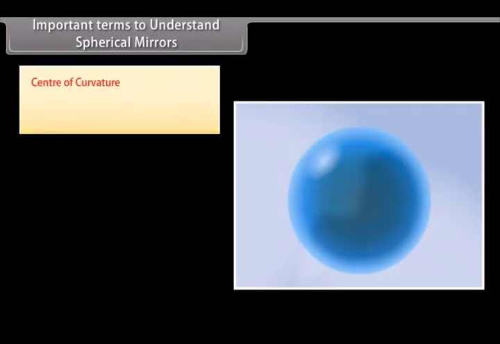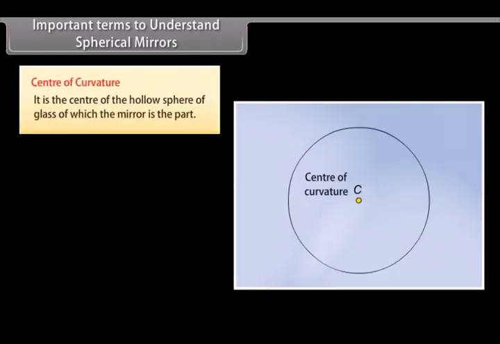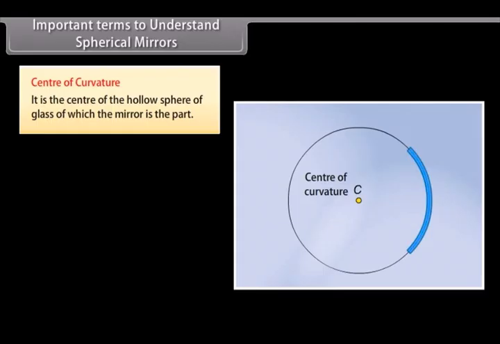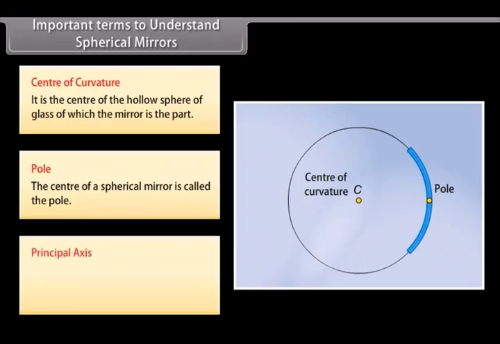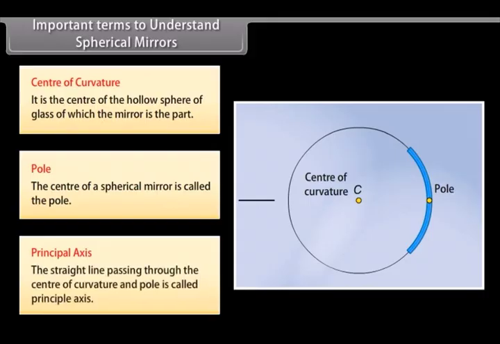Important terms to understand spherical mirrors. Center of curvature: it is the center of the hollow sphere of glass of which the mirror is a part. Pole: the center of a spherical mirror is called the pole. Principal axis: the straight line passing through the center of curvature and pole is called principal axis.